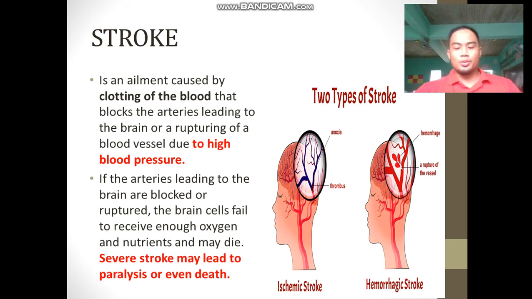Stroke. There are two types of stroke, the ischemic stroke and the hemorrhagic stroke. So, it is a clotting of the blood. And nag-rupture ini or naguba ini due to high blood pressure man. O kung perti ang pagpalpitate sang heart, kay tungod nagagamay ang aton nga mga arteries. Kung may naga-block sa aton nga mga arteries tungod sa tambok sa diet.